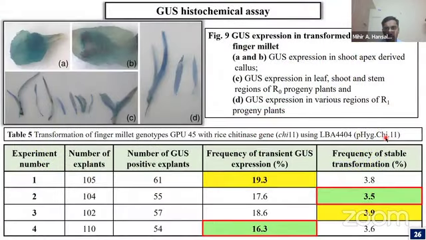GUS assay was done to check the expression in transformed explants of finger millet, where the highest transformation of finger millet was seen in experiment number 3, which is 3.9%, and the frequency of transient GUS expression was highest in experiment number 1, which is 19.3%.